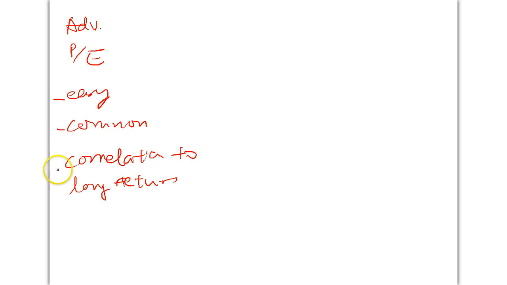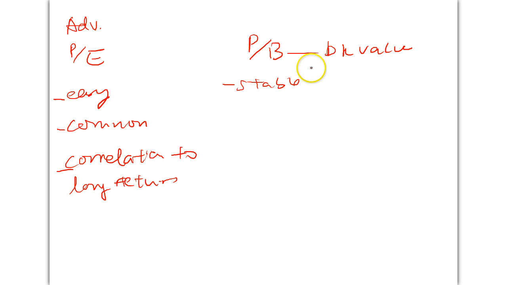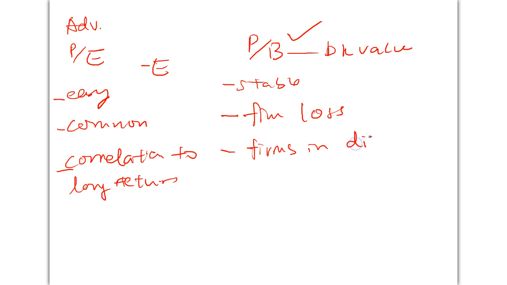And advantages of using a PB ratio: it's stable, because B, or the book value, does not fluctuate as much from quarter to quarter, and it can be used even when the firm has a loss. In the case where a firm has a loss, you cannot use the PE ratio anymore because there will be negative earnings. But we still can continue to use the PB ratio. Hence it's a good ratio to use for firms in distress.